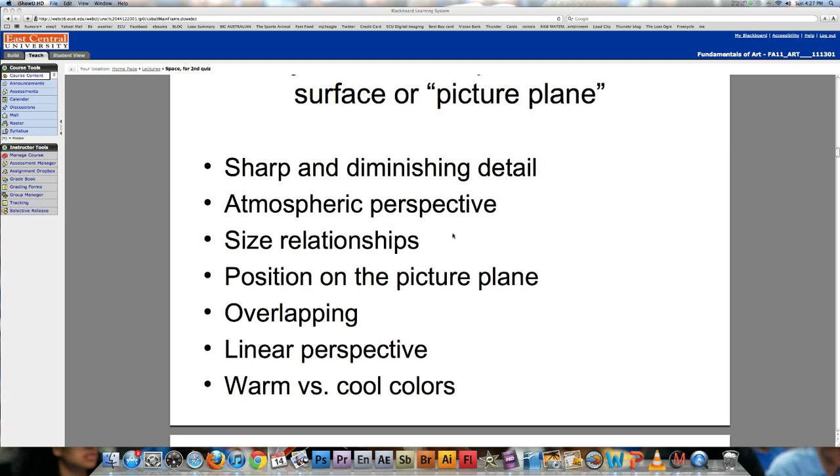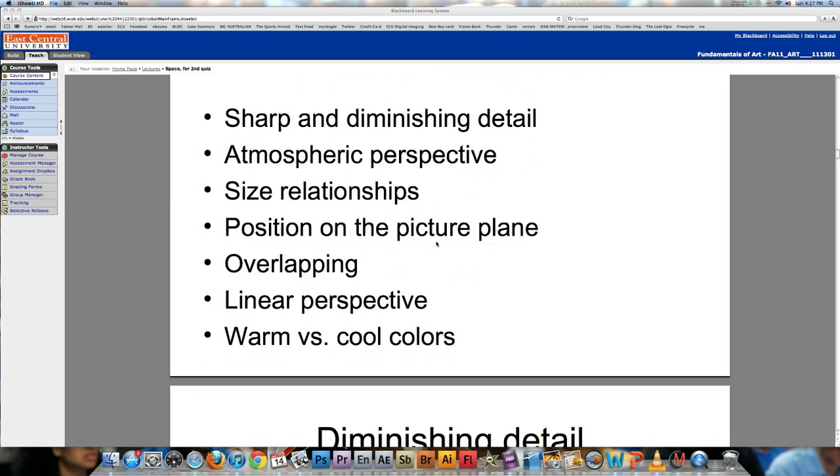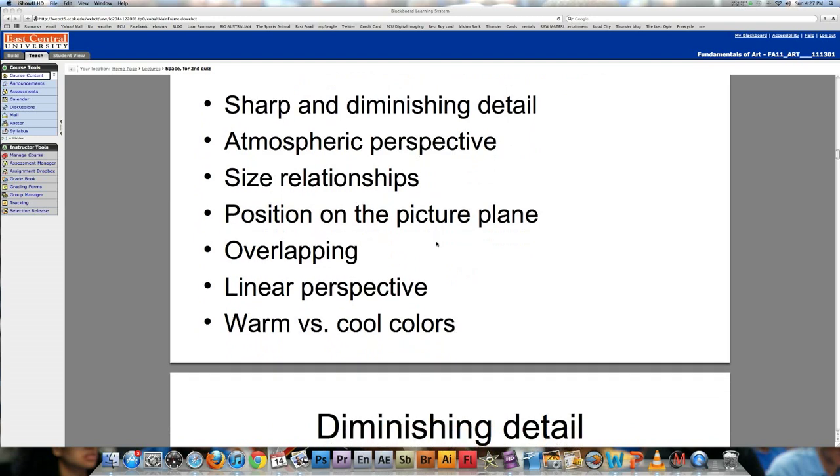Position on the picture plane. We know that from middle ground, background, and foreground. If something's at the bottom of the picture plane, it's going to be where? In the foreground. If something's at the top of the picture plane, it's most likely going to be in the background. Also overlapping. If you have different objects that overlap one another, that can show space.